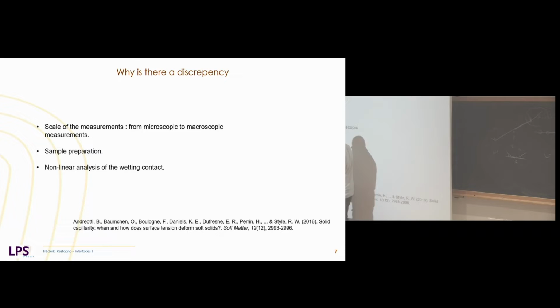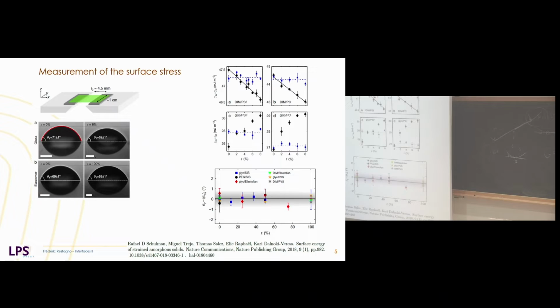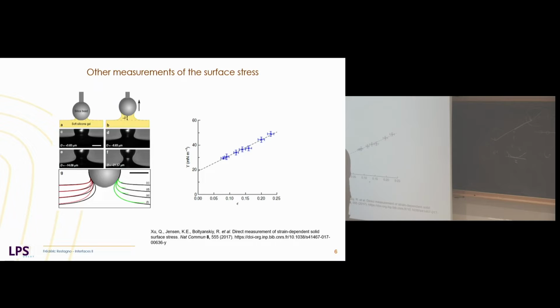The question of the length scale at which you define the contact angle is also an important question. It's not exactly the same length. Here you define mainly a macroscopic contact angle, whereas here you are looking at a microscopic contact angle, so you go really close to the interface. So there is another reason.